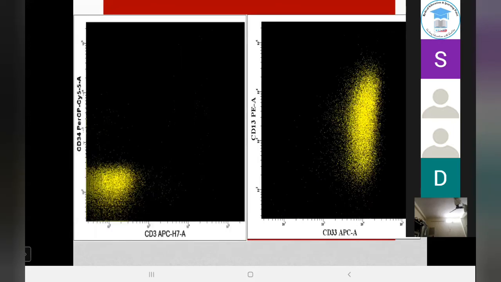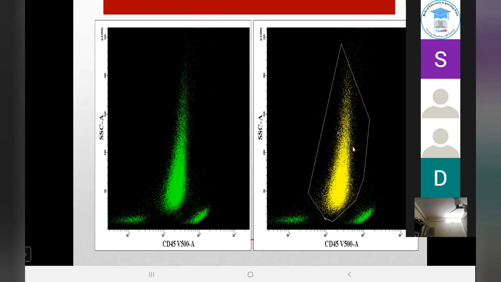Now, can you tell me what about the CD34 expression on them? Do the promyelocytes have CD34 on them? No. So they don't have CD34. So it is very confusing sometimes because this population will have CD13 and CD33 like the granulocytic cells. They will not have a CD34.